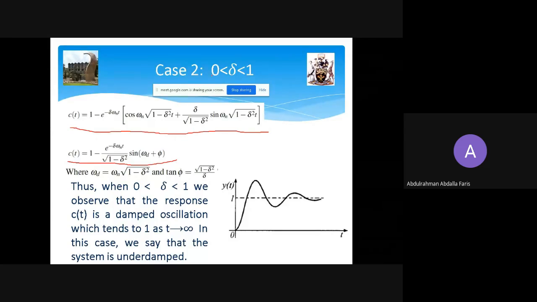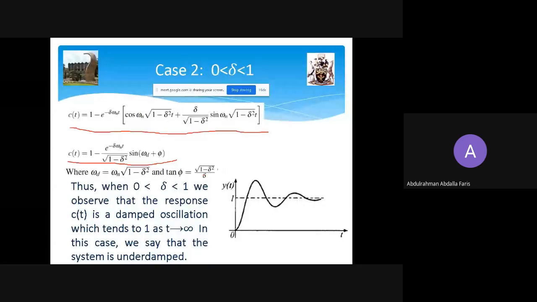So for delta greater than 0 but less than 1, you'll end up with a time response given by that, which can be reduced to this, where omega d is the damped natural frequency, and this is the natural frequency. And this theta is given by that. Tan theta is given by that equation.